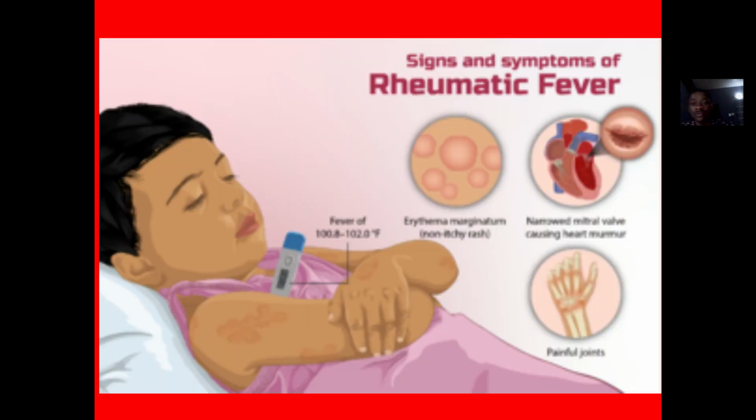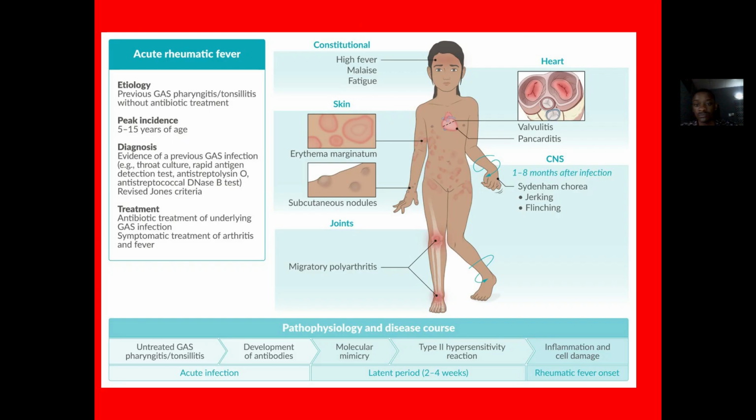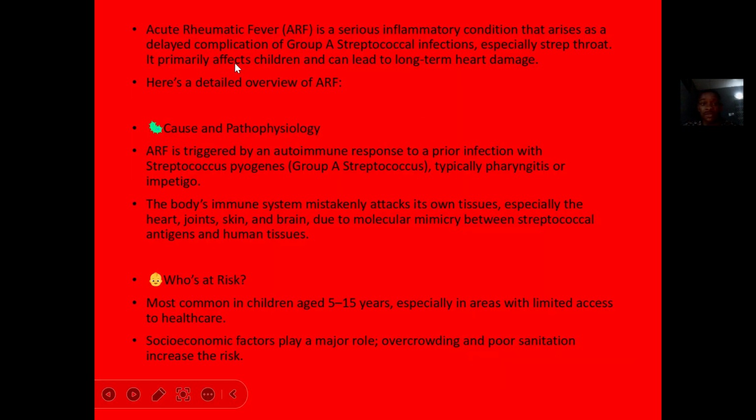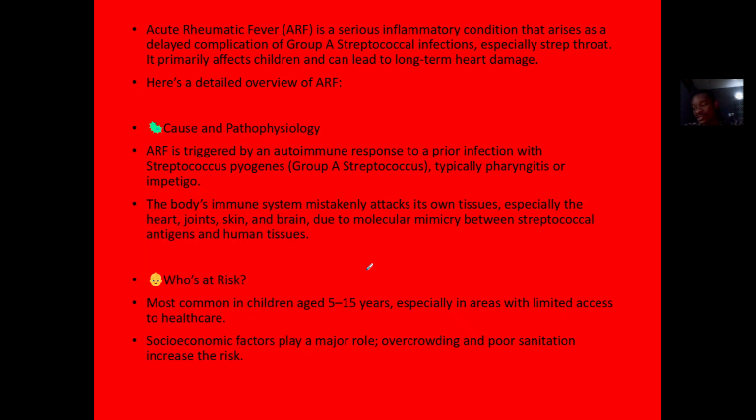For acute rheumatic fever, you could say it is something that affects the heart, but it actually started somewhere. It started as a mild sore throat, it wasn't taken care of, and the infection then spread to the heart. So it causes a lot of issues: skin patches, nodules, inflammation of the heart, and all of that. Acute rheumatic fever is a serious inflammatory condition. So it's characterized by what?